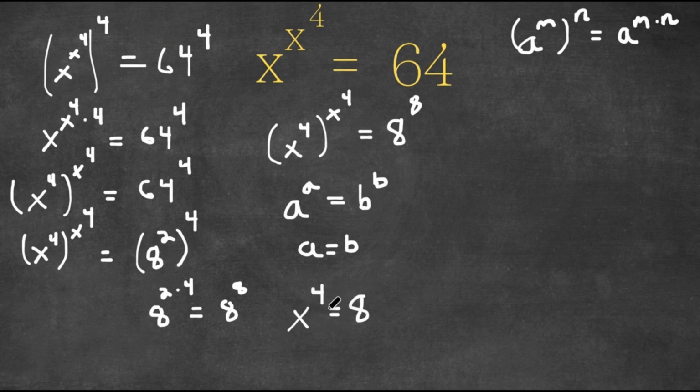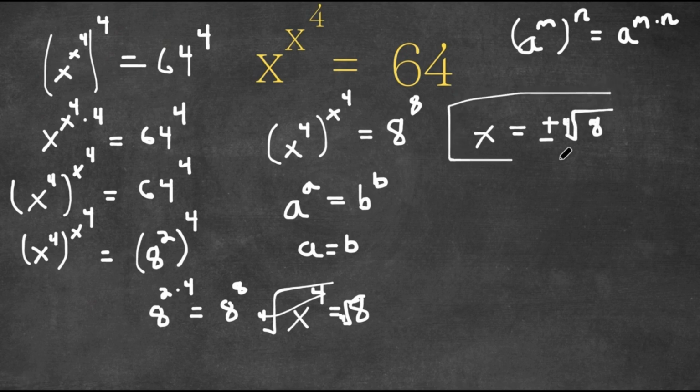So to cancel out this power, I'm going to take the 4th root on both sides. So then these two cancel out, and I get x is equal to positive or negative 8 to the 4th root. So this is our answer.